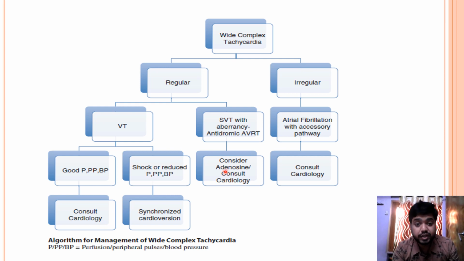And SVT needs to be eliminated here, because before you label your wide complex tachycardia as VT, always rule out SVT with aberrancy. That's the reason we give adenosine as the first drug of choice with pulse in wide complex tachycardia. That's what PALS has mentioned.